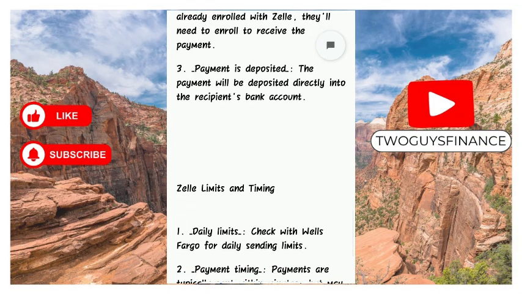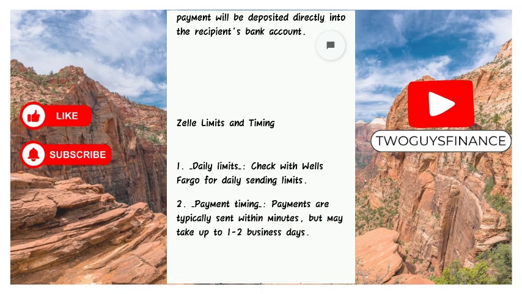Now, there are a couple of limits and timing with Zelle. First is the daily limit, so you're gonna need to check with Wells Fargo for daily spending limits, daily sending limits. There's also payment timing, so payments are typically sent within minutes, but may take up to 1 to 2 business days at times. So if you don't receive it immediately or within a few minutes, just chill for 1 to 2 business days. If you haven't received it by then you might need to contact customer service to help you out with that.